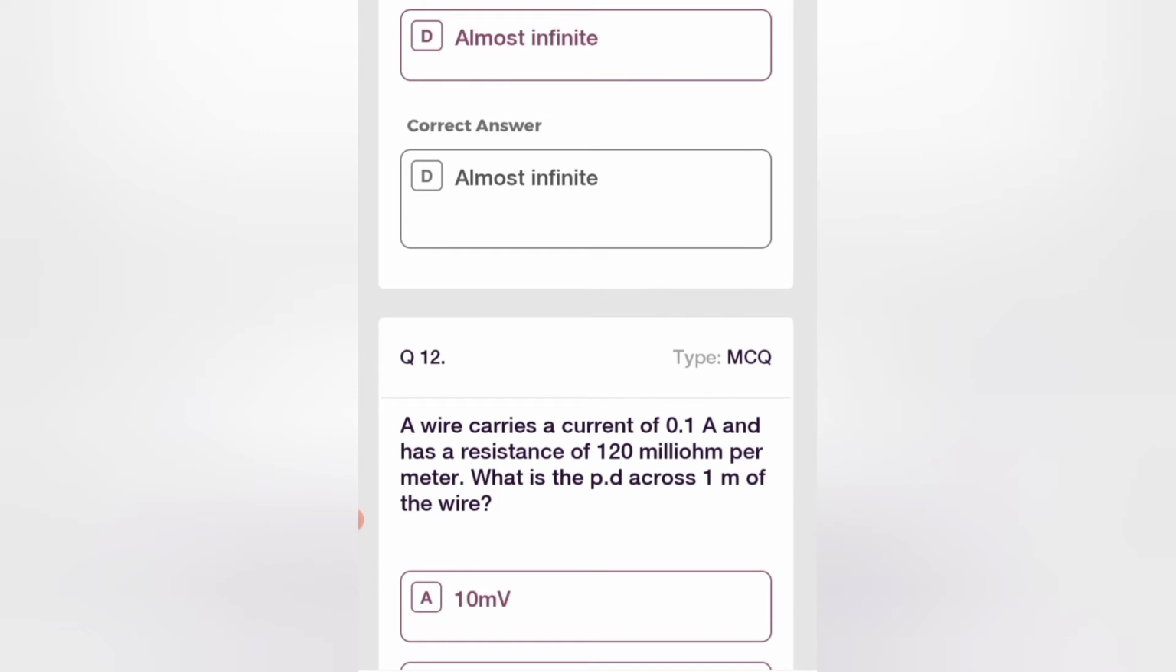Next question, 12th question. A wire carries a current of 0.1 amps. Current I is given, and they have given the resistance, 120 milliohm per meter. What is the potential difference across 1 meter of the wire? Resistance per length and current are given. Resistance can be got by multiplying by the length. The length given is 1 meter, so let us multiply 1 meter with 120 milliohm.